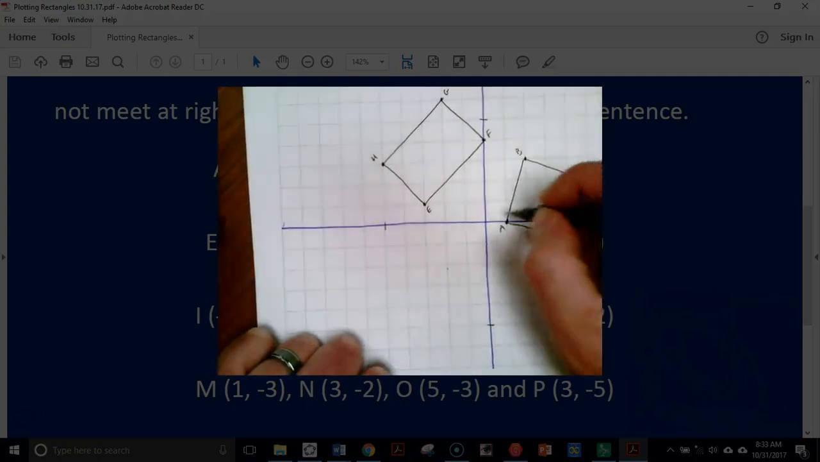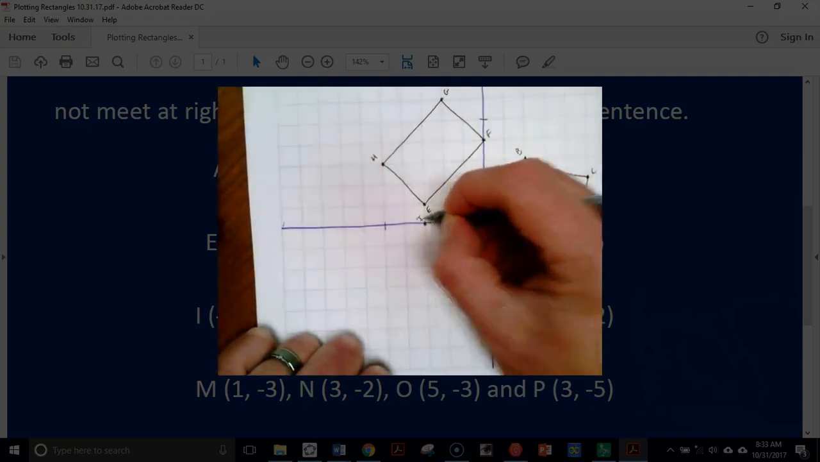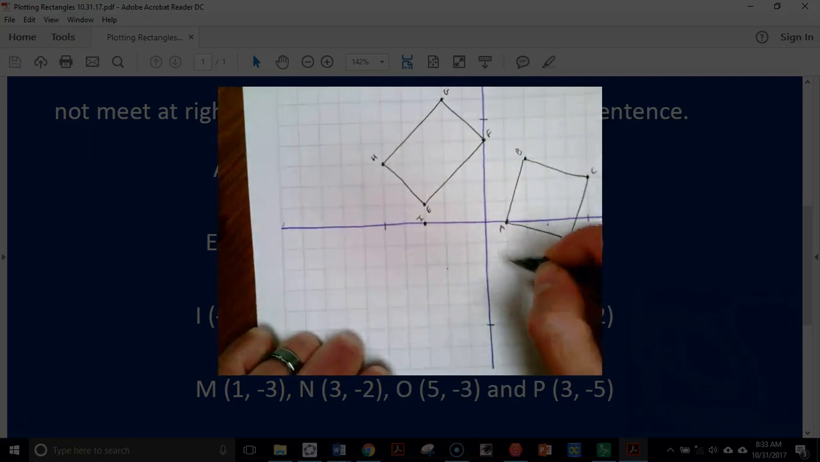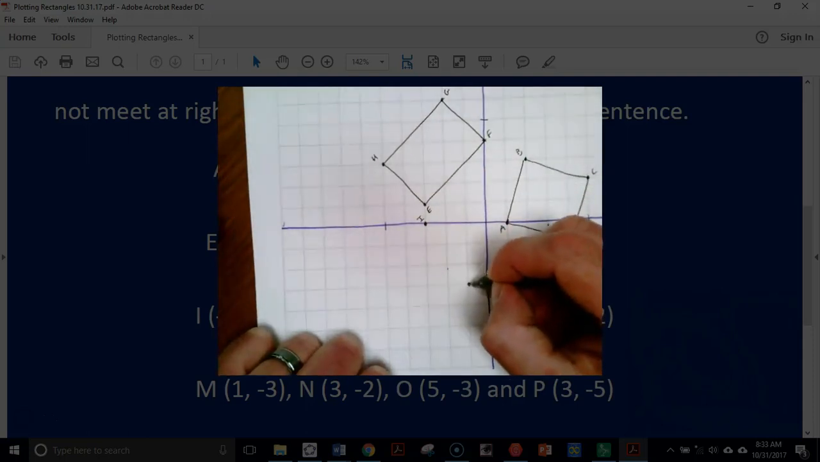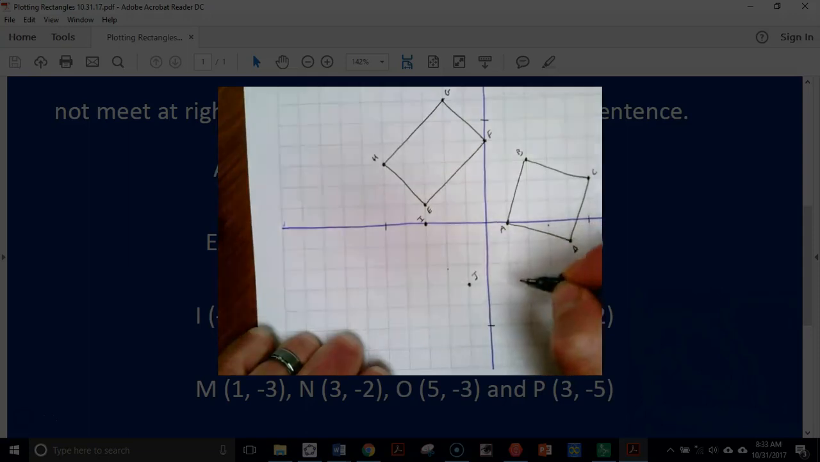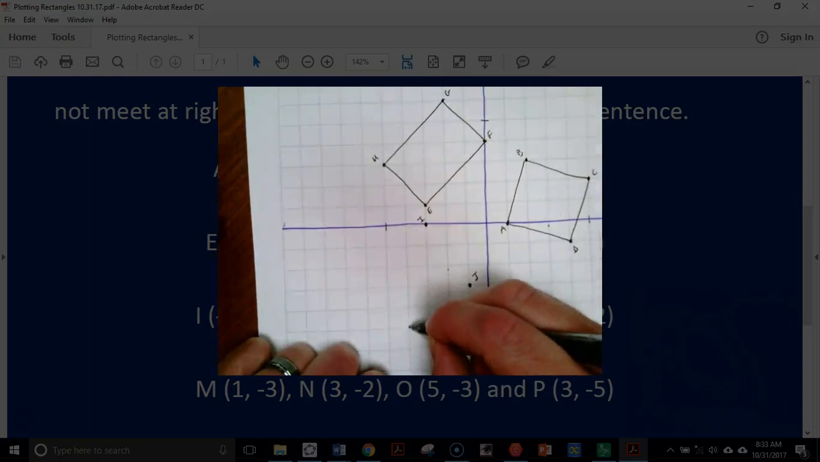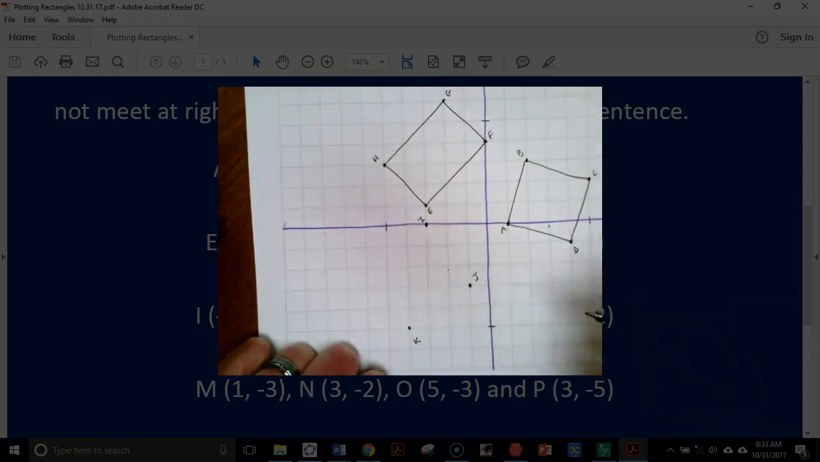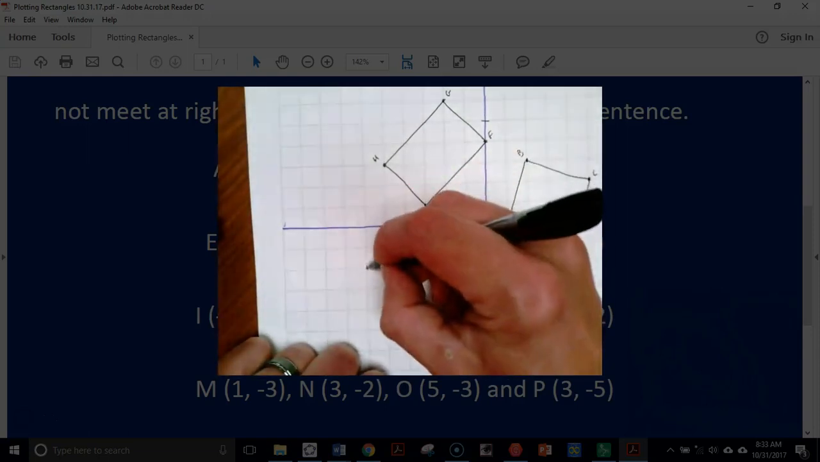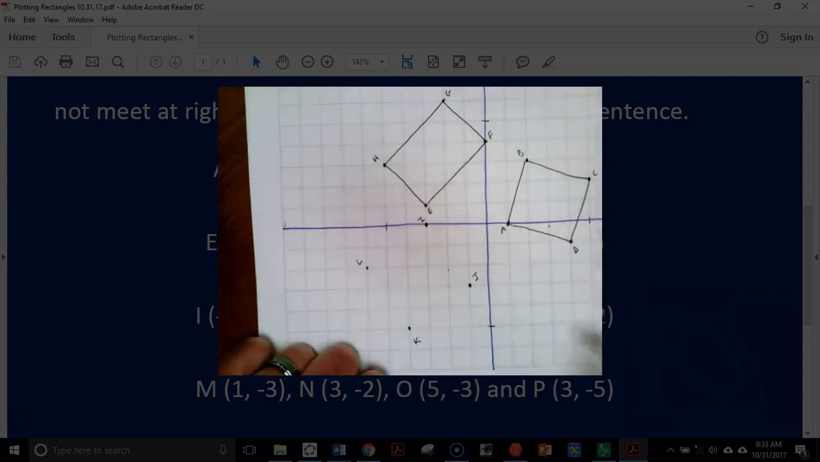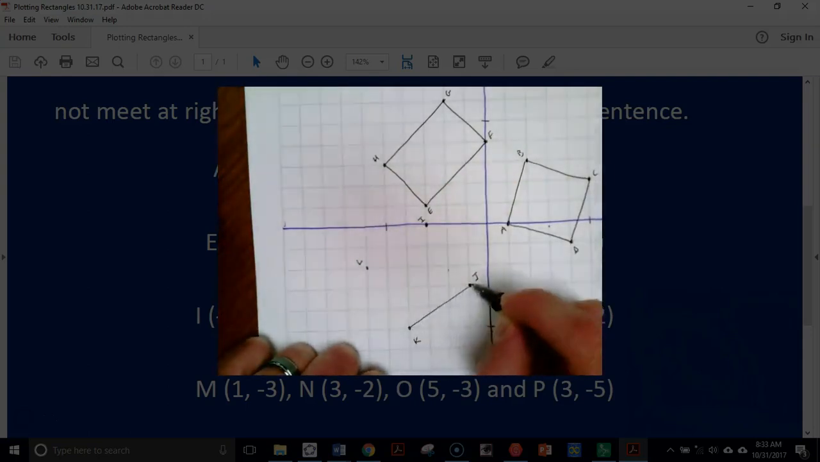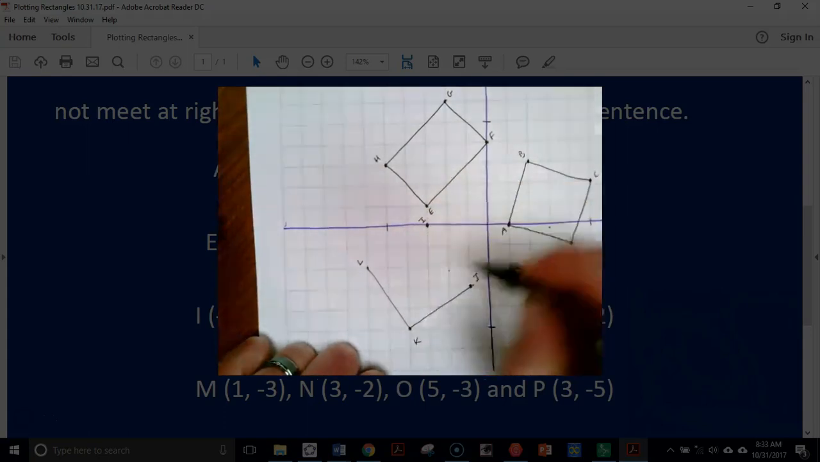Okay. Next, we have I, J, K, L. I is negative 3, 0. That goes right here. J is negative 1, negative 3. So that's down here. Next, we got K, which is negative 4, negative 5, which is right here. And L, which is negative 6, negative 2, which is over here. I'm going to connect these. Alrighty.